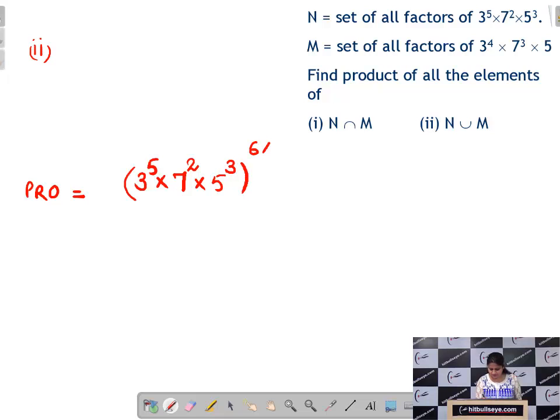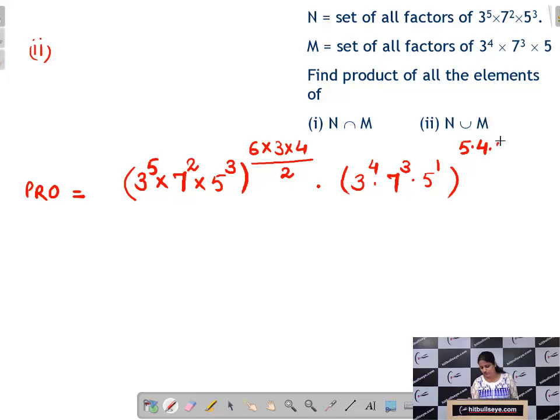Again, using the product formula, into, now we will write the product of all the elements of m. It will be 3 raised to power 4 into 7 cube into 5 raised to power 1. Product formula now, 5 into 4 into 2 divided by 2.